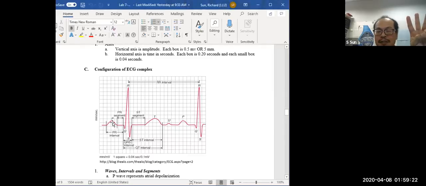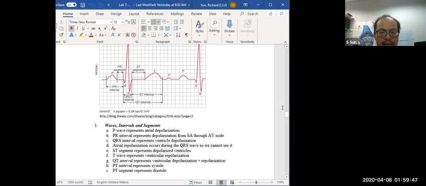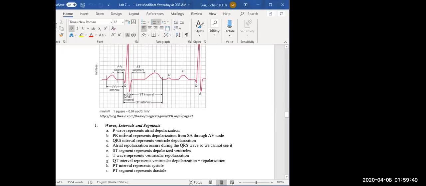P wave is the atrium depolarization, contraction. QRS is the ventricle depolarization and contraction. T is the ventricle repolarization. Don't worry about it. Even if you don't understand it, we will talk about it. But basically, that's atrium and ventricle contraction. And then you need to identify these waves, the P wave, QRS, and the T.